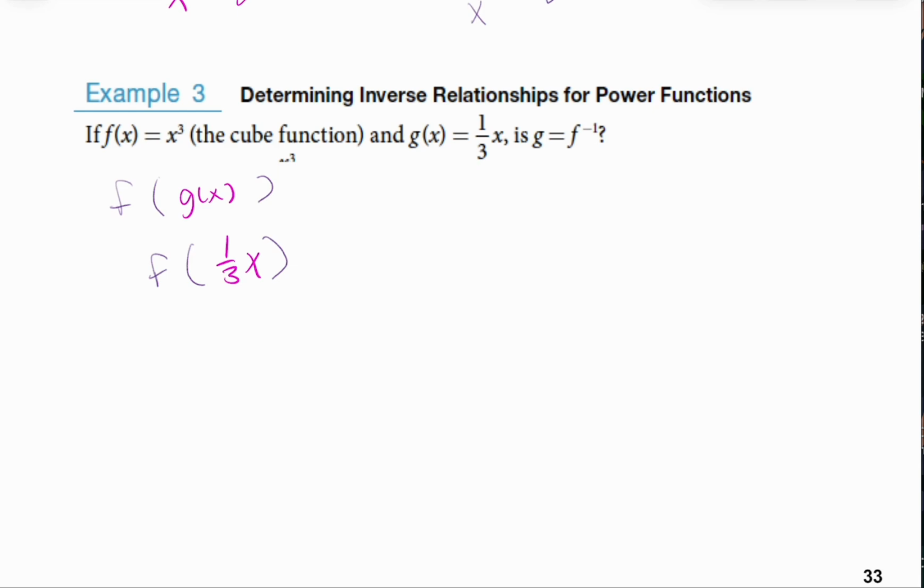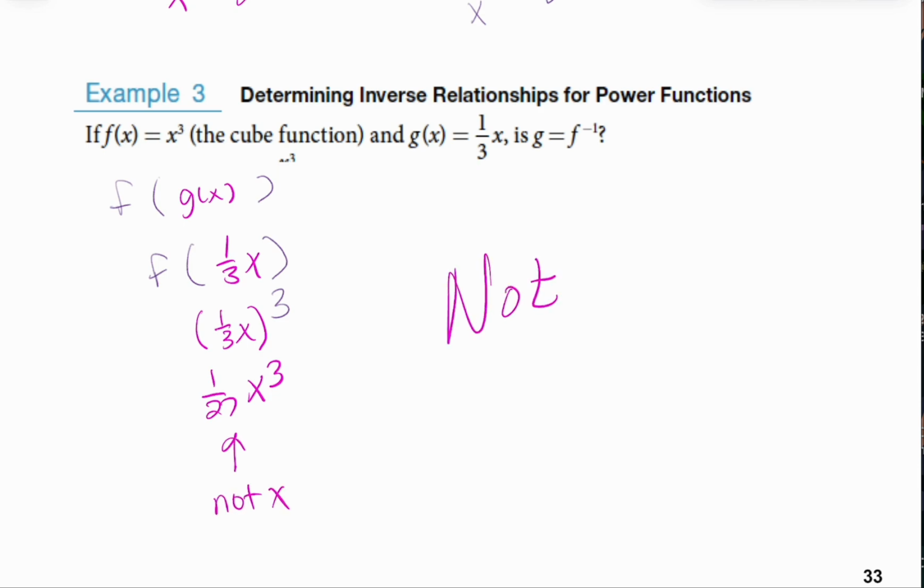So we're going to take our input and we're going to cube it. Now when we cube it, we cube both the fraction and the x, so we get 1 over 27x cubed. We did not get an answer of x, so we can immediately go, they are not inverses.